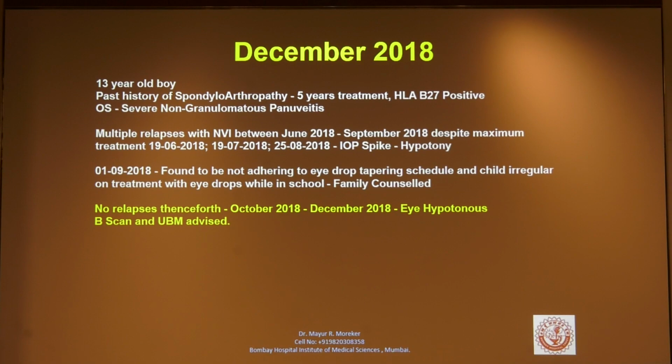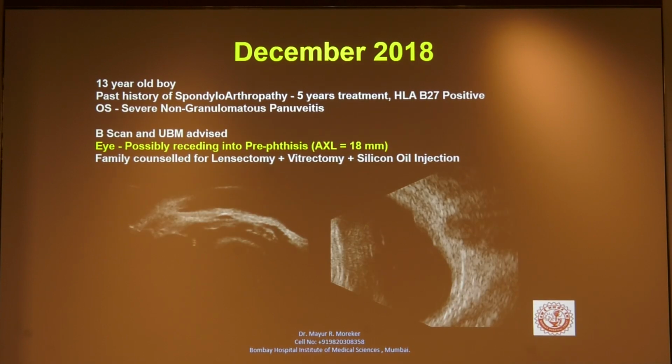for a B scan and a UBM. That's because we will come to know when to hand it over to the posterior segment surgeons. In this patient, the axial length by B scan was almost 18 millimeters. The radiologist felt that it was a phthisical eye.